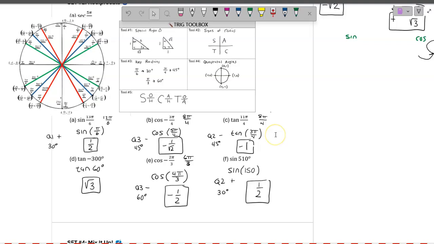So now I want you to take some time to practice some of this on your own. Check the lesson plan page or check with your teacher, whether it's me or someone else, to see what problems you should be working on as we focus here on these coterminal values.